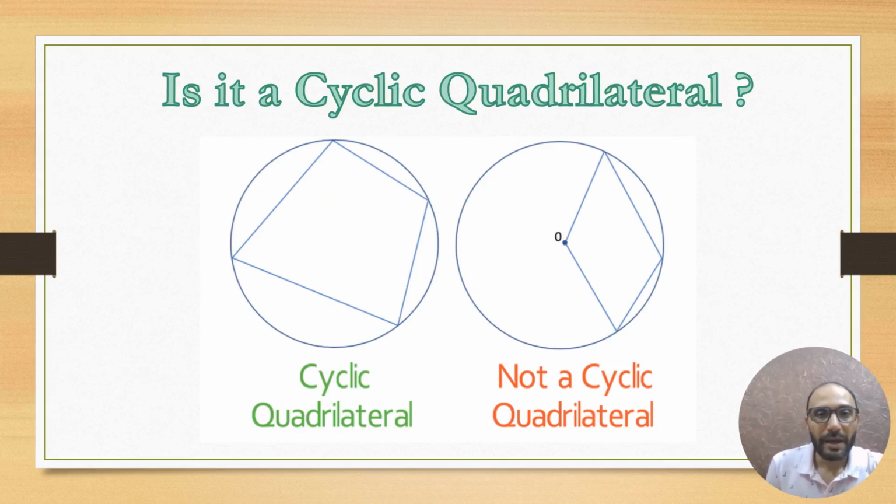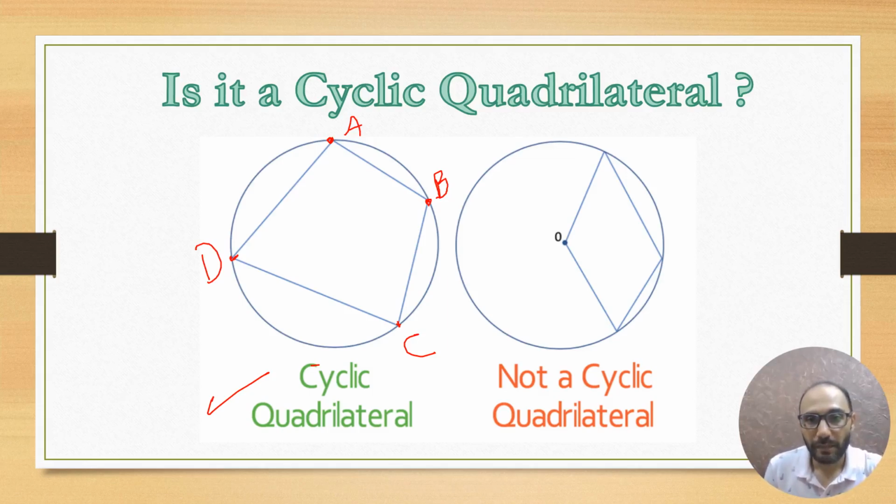So, let's read together this question. Is it a cyclic quadrilateral? Is any quadrilateral that can be drawn inside a circle called a cyclic quadrilateral? Of course not. For the first picture here, this is a cyclic quadrilateral because the four vertices A, B, C and D, all of the four vertices of the quadrilateral lie on the circumference of the circle.